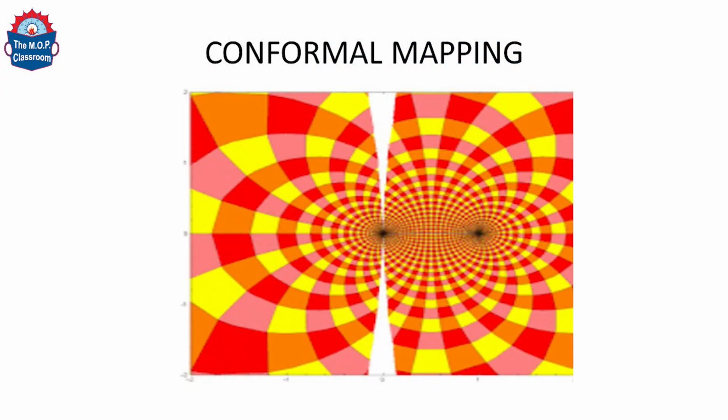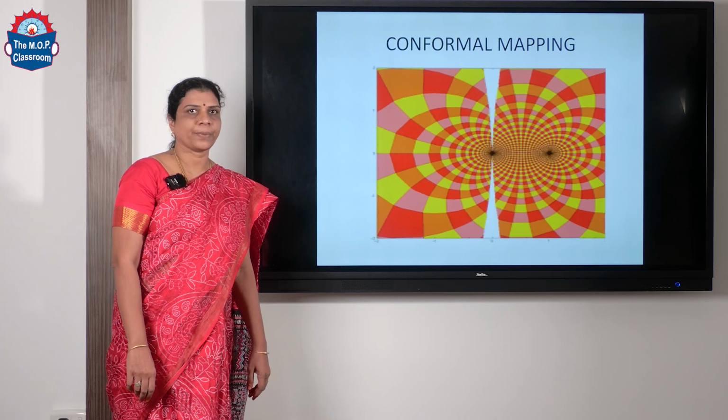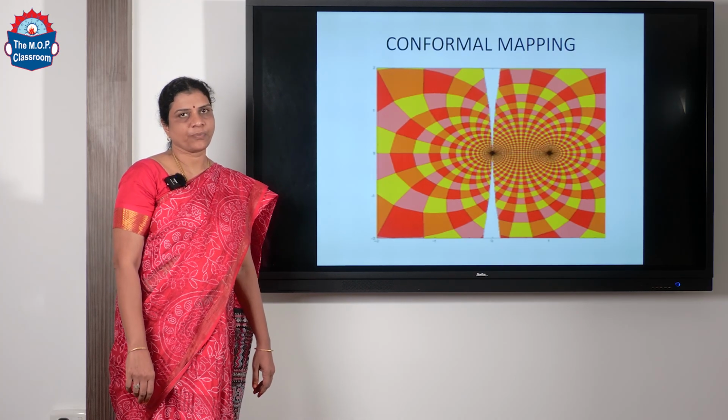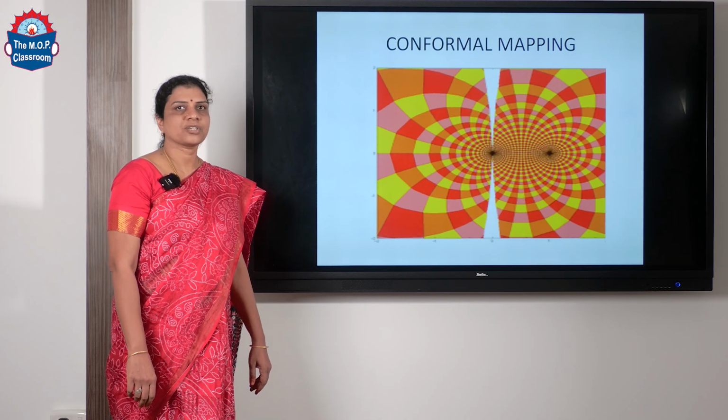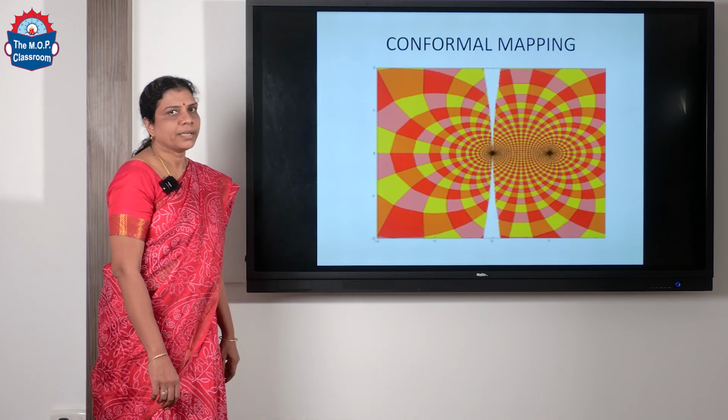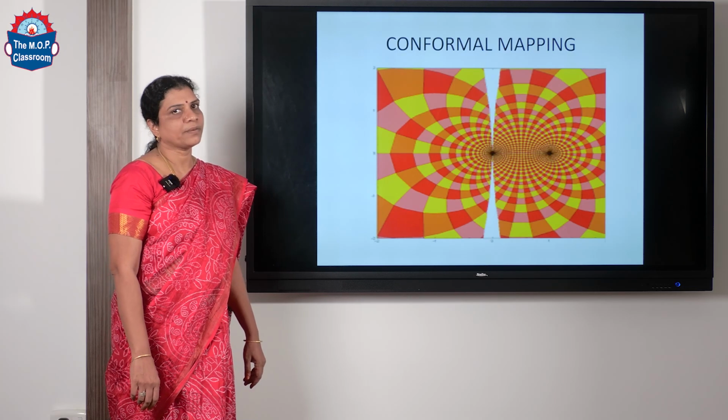So, we all know what we mean by a mapping. The mapping is the activity or the process to represent something. In the context of mathematics, the mapping is a synonym of mathematical functions and their generalization. Now we are going to see about the conformal mapping.